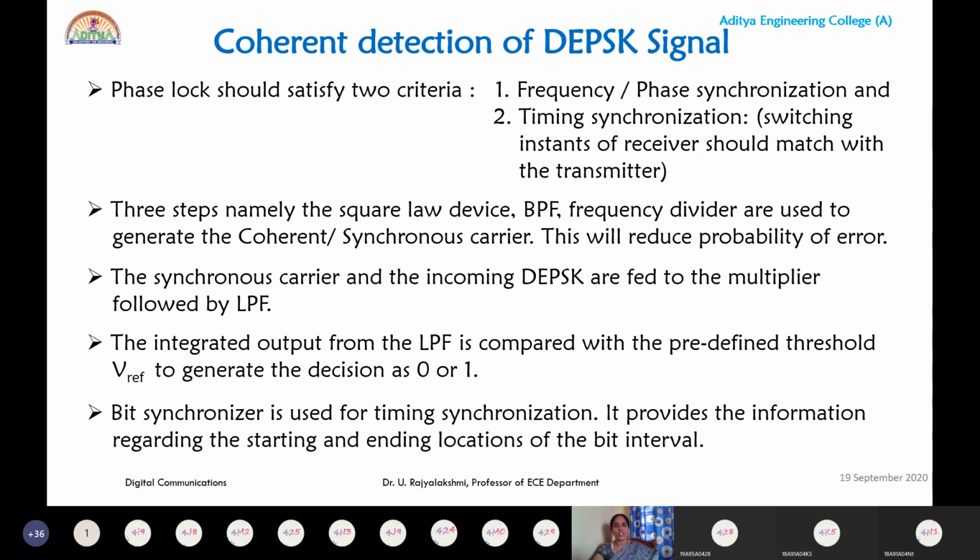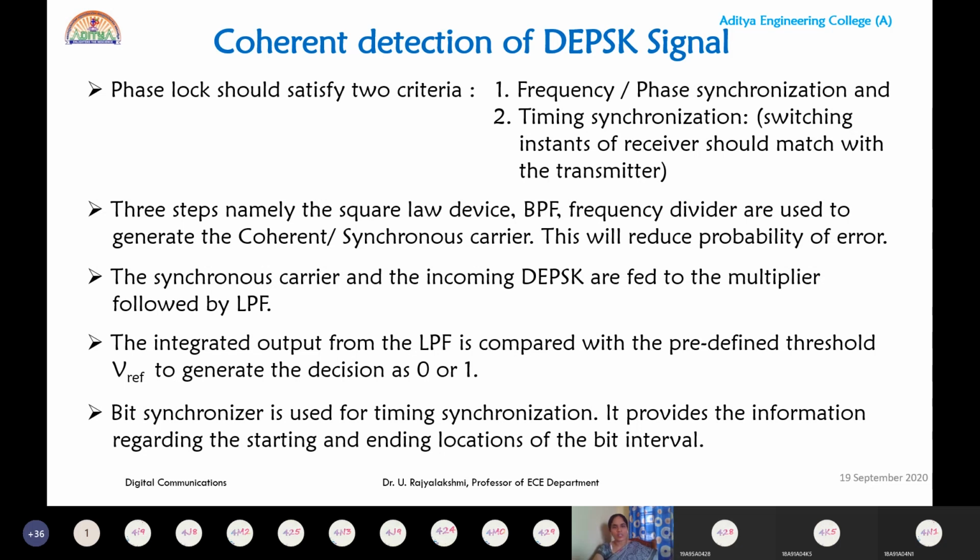Now, how can you generate the coherent carrier? Please observe the second point. You can generate a stable coherent or synchronous carrier by using three steps: square law device, band pass filter, and frequency divider. The generated coherent carrier is applied to the multiplier, and the other input of the multiplier is the DEPSK signal.